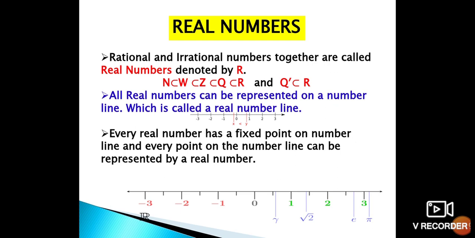All these real numbers can be represented on a number line, which is called the real number line. So every real number has a fixed point on the number line. Means if you are given a real number, we can mark a point on the number line. With respect to every point, we can write a real number. So they have one-to-one correspondence, means every real number, that may be rational or irrational, we can represent on the number line, and every rational and irrational number has a fixed point. So how to represent all these? This also we should discuss by using graph and construction, that we will discuss in another video.